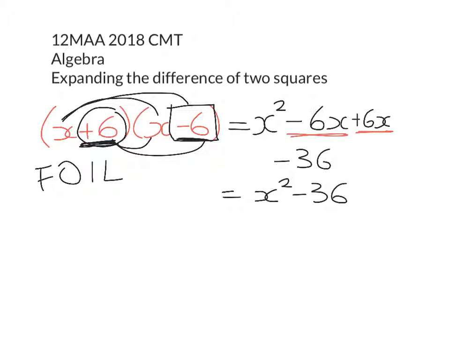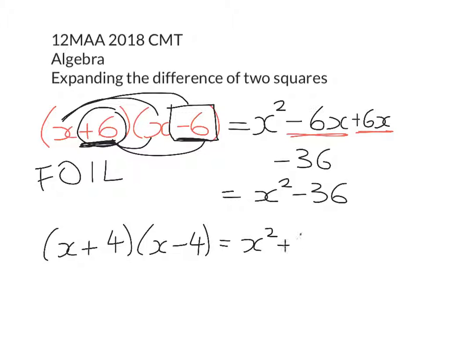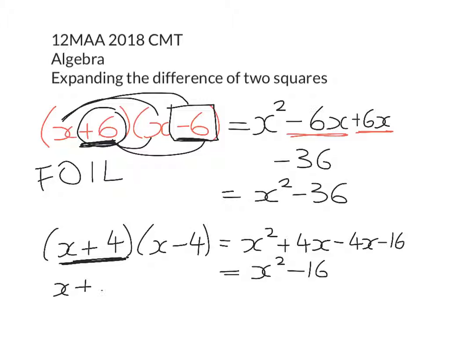Okay, so let's try another one. x plus 4 times x minus 4. Not surprisingly, we get exactly the same thing. So we get x squared plus 4x minus 4x minus 16. So you should be on the lookout for expressions that have this pattern. x plus something times x minus something. On the next slide, I'm going to do some slightly harder ones and some that are slightly disguised.